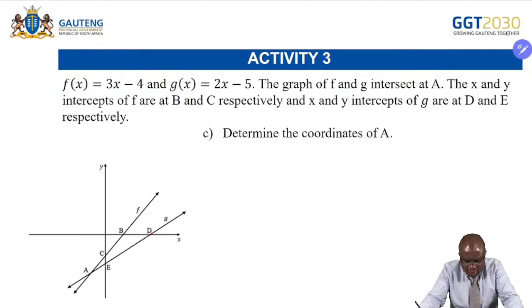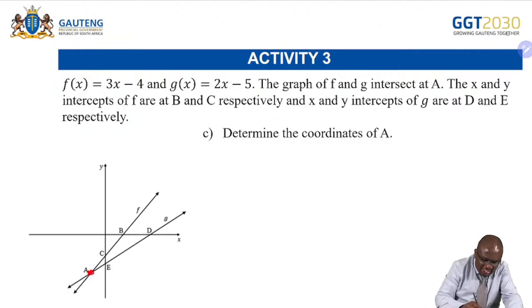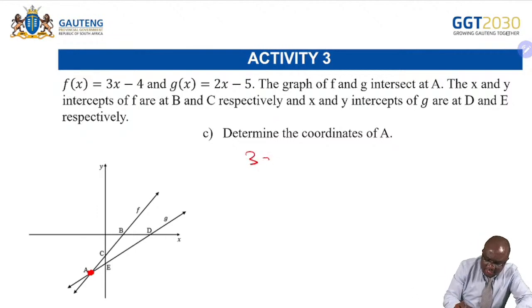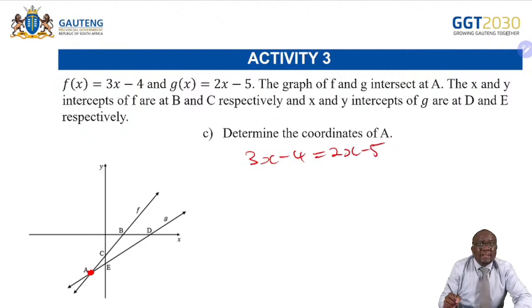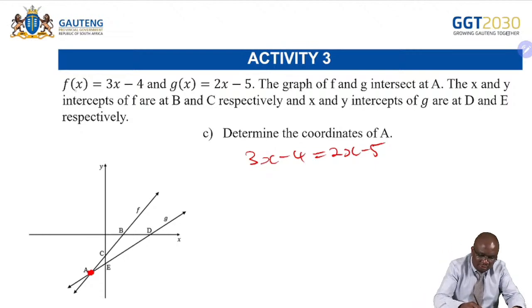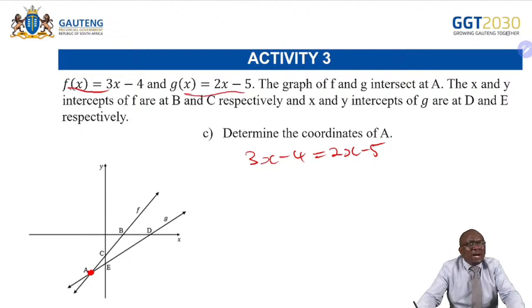And then the next one was A. What is A? A is a point of intersection. And at the point of intersection, the two functions are equal. So just say 3x minus 4 is equal to 2x minus 5, and then you solve for your x. You will get the x coordinate, and then you substitute your x coordinate into any of these two functions to find the y coordinate.